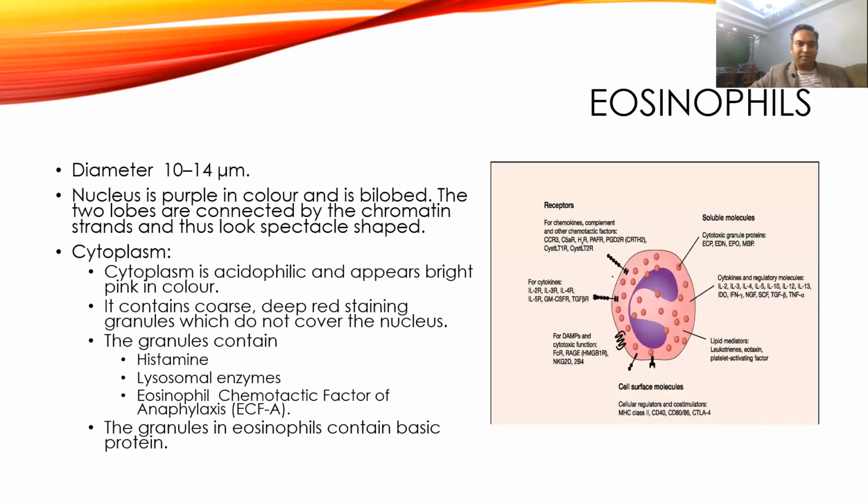Then come to the eosinophil. It also has the same structure and size, like 10 to 14 micron. The nucleus is usually bilobed, or they arrange themselves with a very thin strand of chromatin, and that's why they many times look like a spectacle shape. Cytoplasm is more acidophilic, so it will look more reddish and pinkish in color, and granules are very strongly acidophilic, and much coarser than the neutrophilic granules.